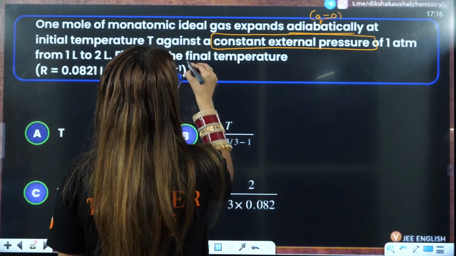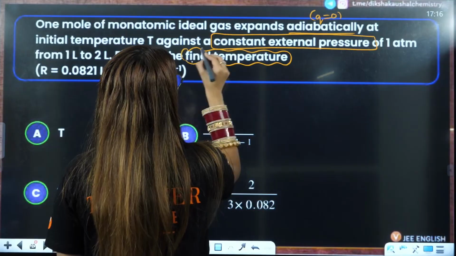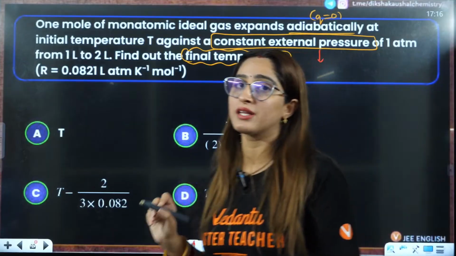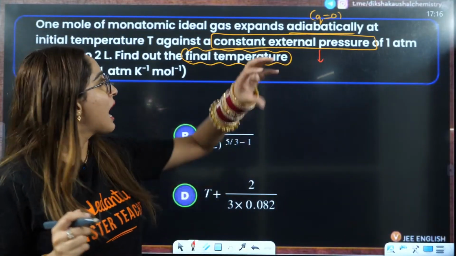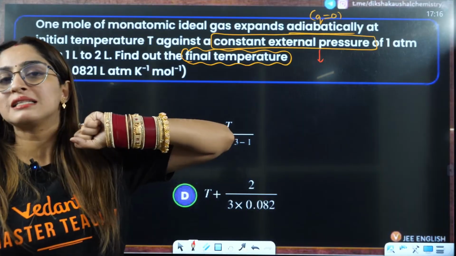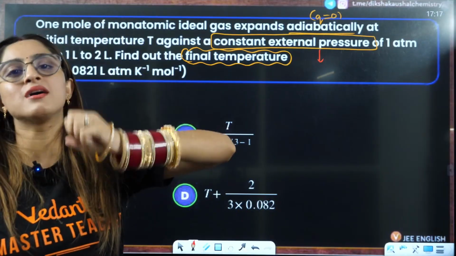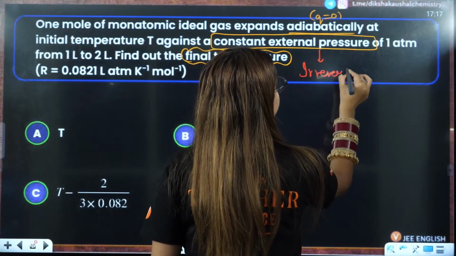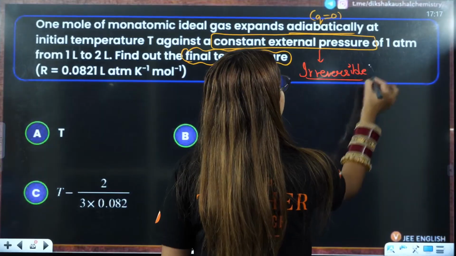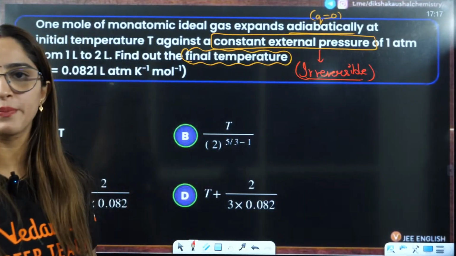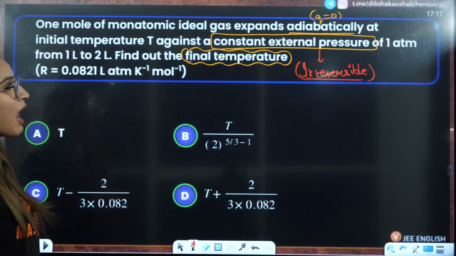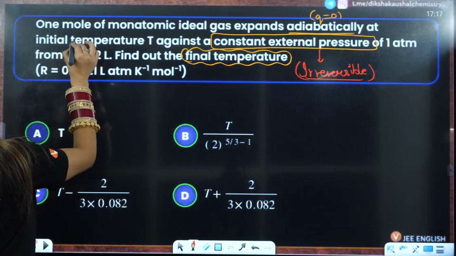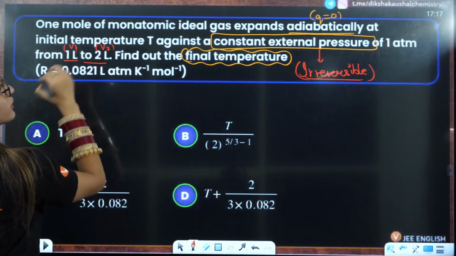Now, they have asked you the final temperature. I told you whenever they ask the final temperature, you have to see whether the process is reversible or irreversible. At constant external pressure, we are talking about a big mass that you will put here, so it is an irreversible process. The pressure is 1 atmosphere and the volume goes from 1 liter to 2 liter. V1 and V2 are given to you.